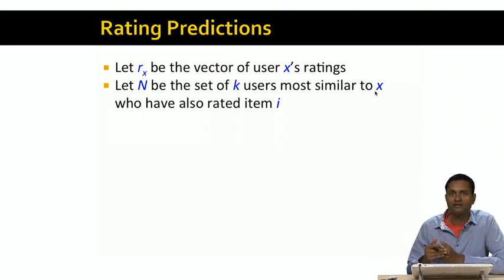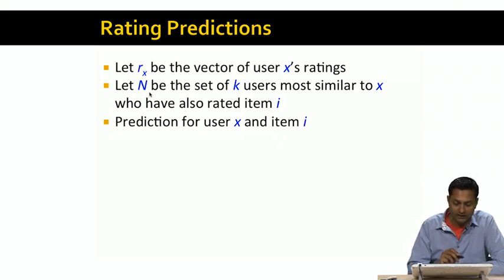We're going to go through the set of all users, compute the similarity between user X and every other user, and select the k users with the highest similarity values and call that the set N. But we also have to be careful, since we are trying to estimate the rating of item I by user X. We want to make sure that this set N consists only of users who have actually rated item I. Right? So N is therefore the set of k users most similar to X who also happen to have rated item I.